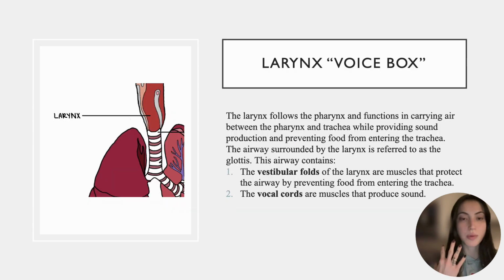After the pharynx will be the larynx, which is also commonly known as the voice box. It functions in carrying air between the pharynx and the trachea while providing sound production and preventing food from entering the trachea. The airway surrounded by the larynx is referred to as the glottis, and the airway contains vestibular folds, which are muscles that protect the airway by preventing food from entering the trachea, and the vocal cords are muscles that produce sound, which allow us to speak.